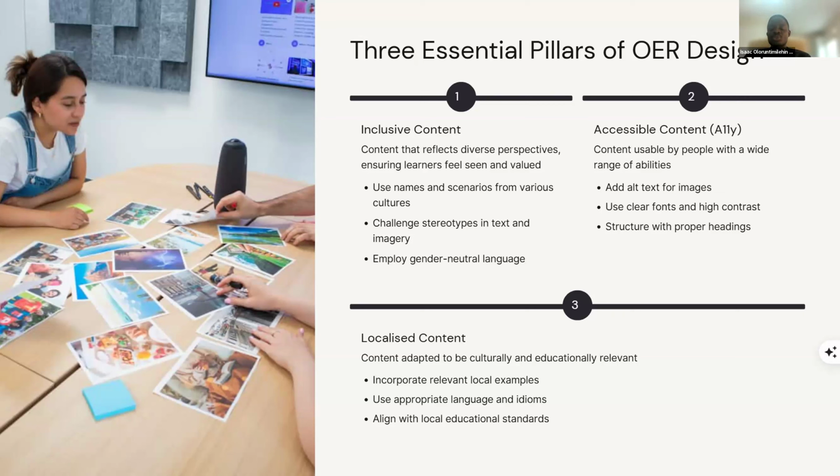So another one is to also ensure that the content is localized. So this simply means that you should include relevant local examples. You can include relevant local festivals. You can use appropriate languages and idioms. You can say in this case they use this. And you should also align it with the local educational, or in this case, the national educational standard. So what's the national education policy like?